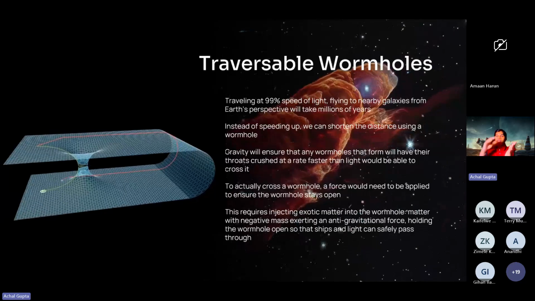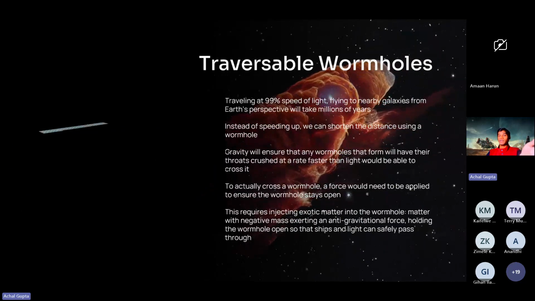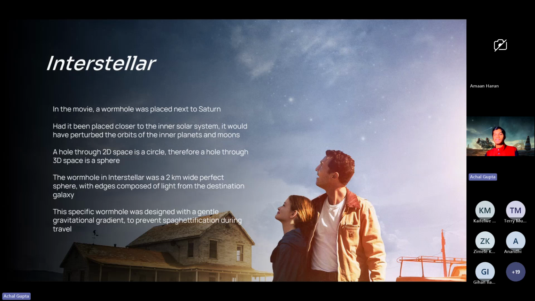So this is the classic thing of folding a piece of paper and putting a hole through it. This is 2D space, this animation, but the movie Interstellar used 3D space because that's what we live in, right? So 3D space plus time. So a wormhole was placed near Saturn, and if a hole in 2D space is a circle, then a hole in 3D space is a sphere, right? This sphere was 2 kilometers wide, and the reason it was placed next to Saturn is because if you place it next to the inner planets, it would have disturbed the orbits as well.